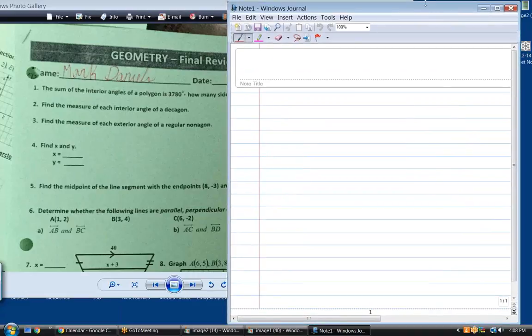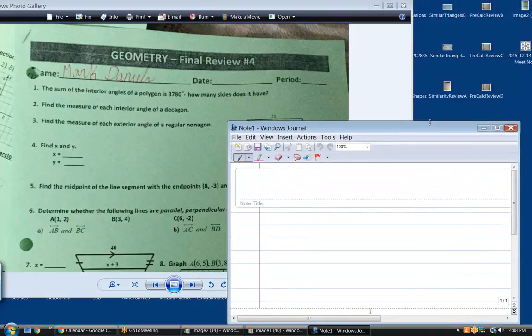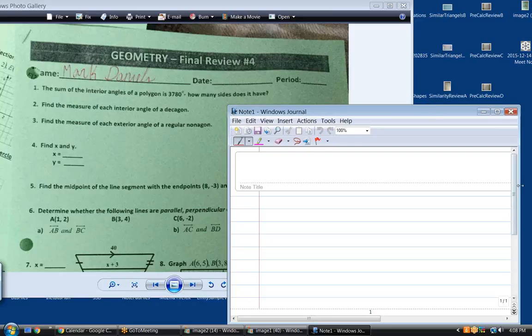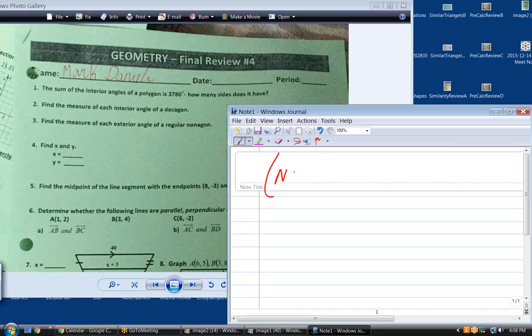In other words, they don't let you use a cheat sheet or anything on the test? No. So you've got to know these equations. So what's the equation for the sum of the interior angles of a polygon? 180 times n minus 2 over n. Well, that's the measure of each angle. But if you want just the sum of the interior angles, it's 180 times n minus 2.